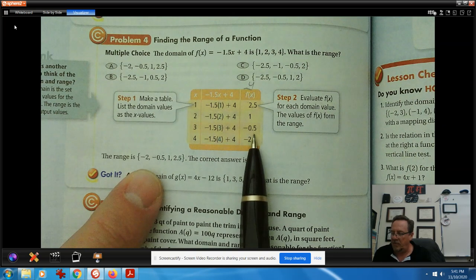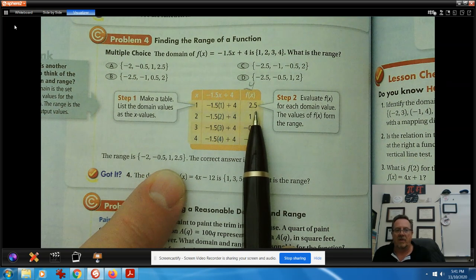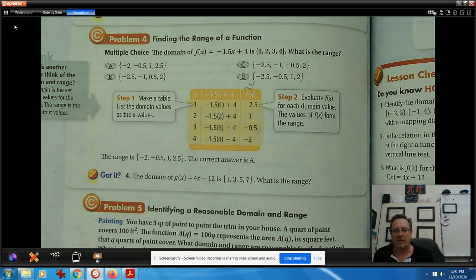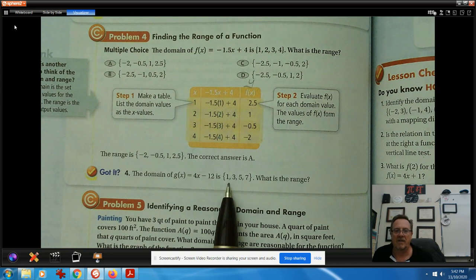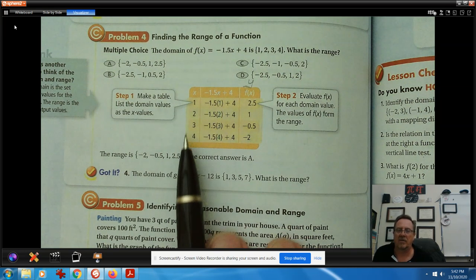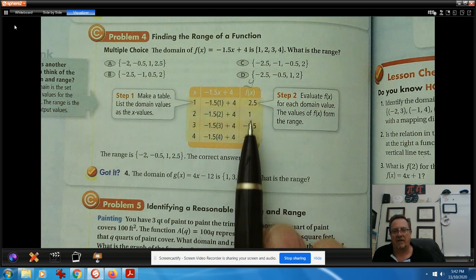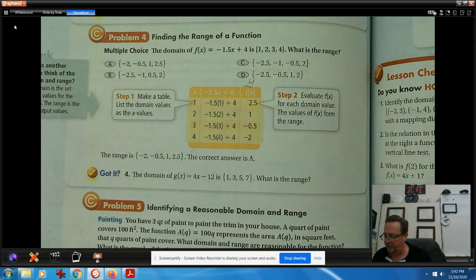Negative 2, negative 0.5, 1, and 2.5. That's where the range numbers came from, right? So that's what you do with those. You're just going to take these numbers, plug them in. You're going to get these numbers because it says that's your domain. You plug these numbers into 2x, use a table to find out what your range is, what your output values are, and then you just list those. Okay, that's what you do there.